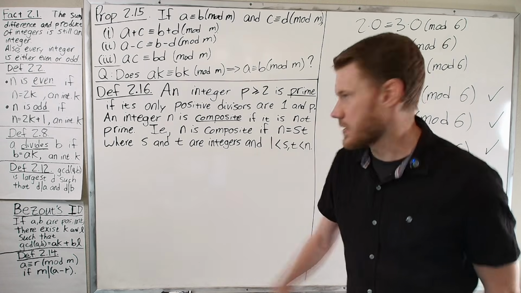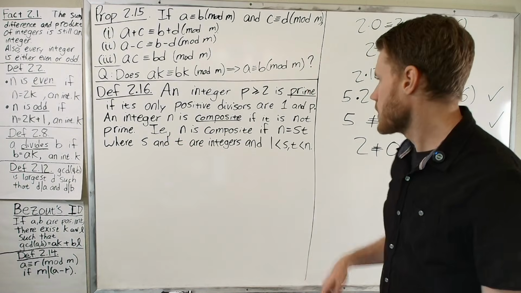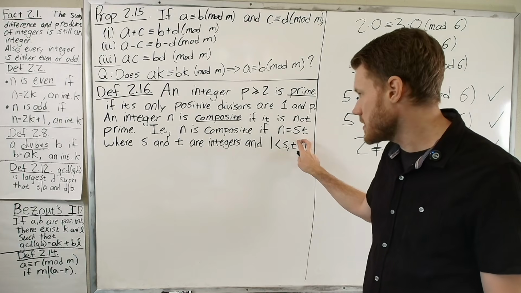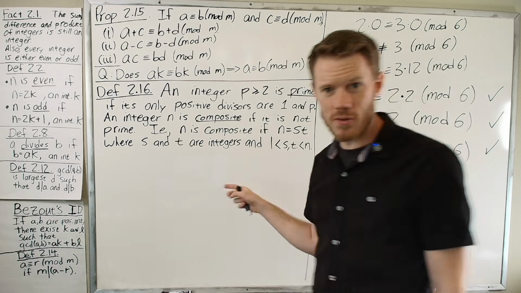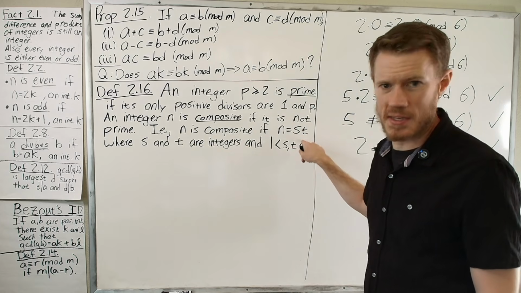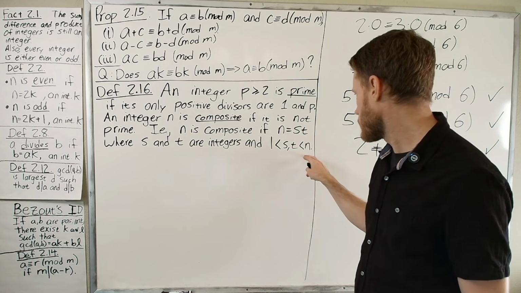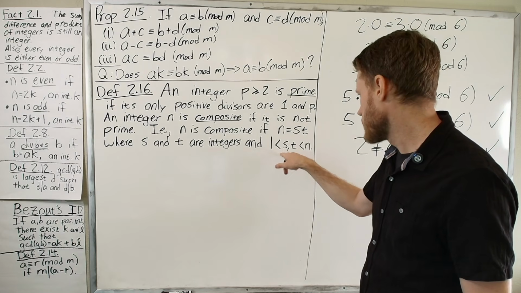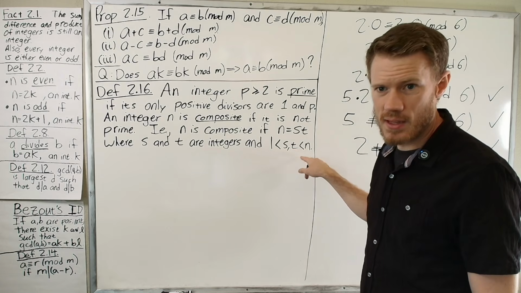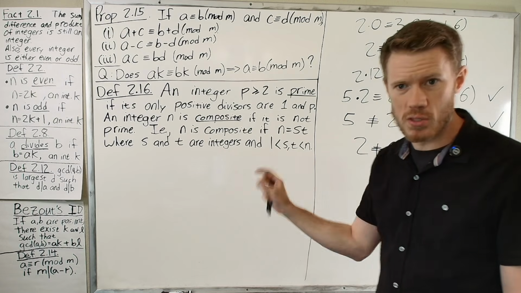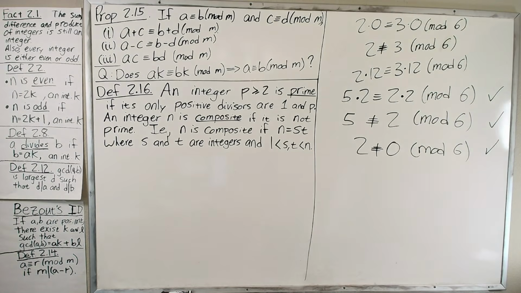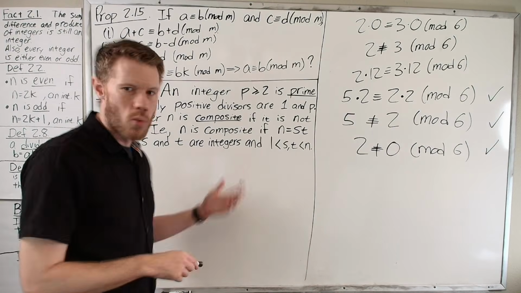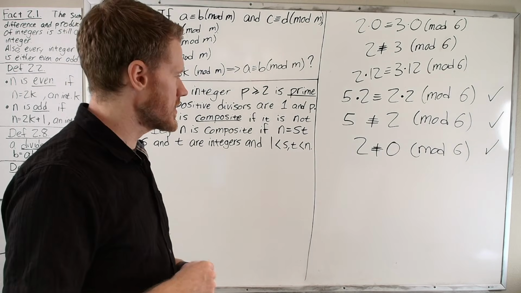Another way to say that, i.e., in other words, n is composite if n can be factored as s times t, where s and t are integers, and this is not just like 1 times t. They're strictly bigger than 1 and strictly less than n. So this is a thing in math. You can sometimes see 1 is less than s comma t is less than n. This just means s and t are both between 1 and n.